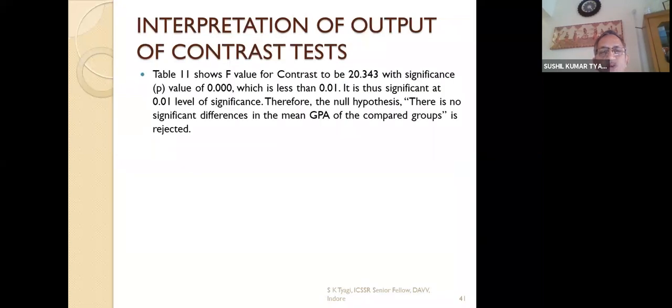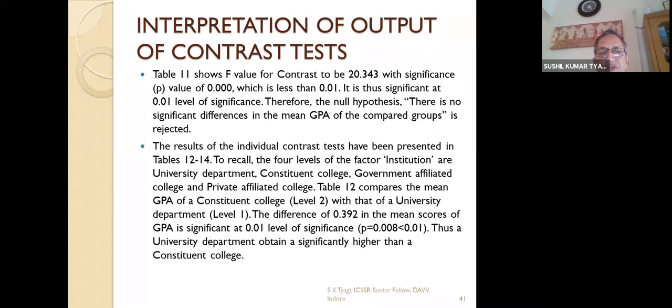Table 11 shows F value for contrast to be 20.343 with significance value of 0.00, which is less than 0.01. Thus, it is significant at 0.01 level of significance. Therefore, the null hypothesis that there is no significant difference in the mean score of GPA of the compared groups is rejected. The results of the individual contrast tests have been presented in table 12 to 14.